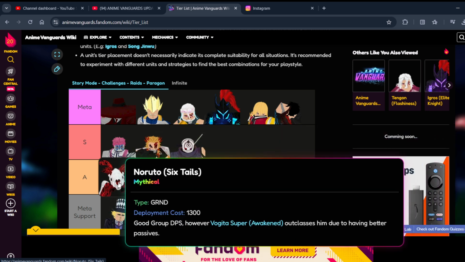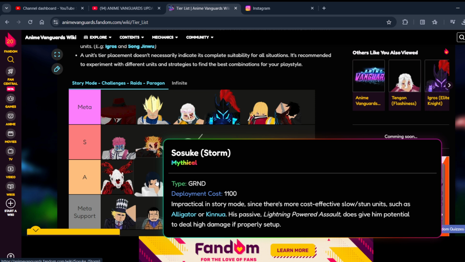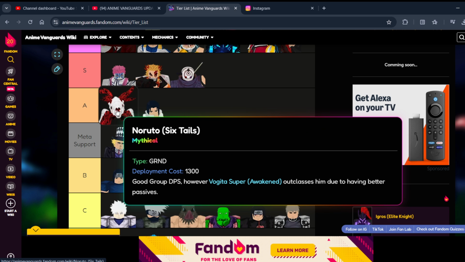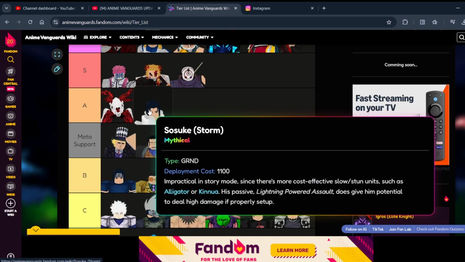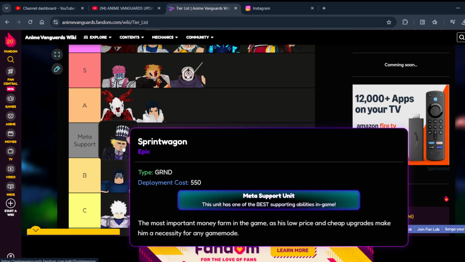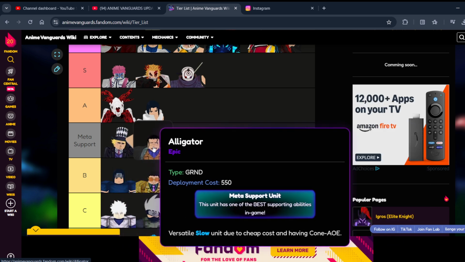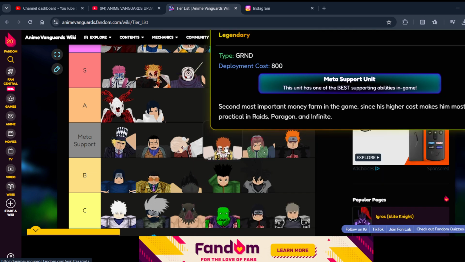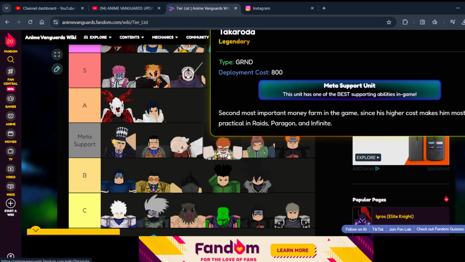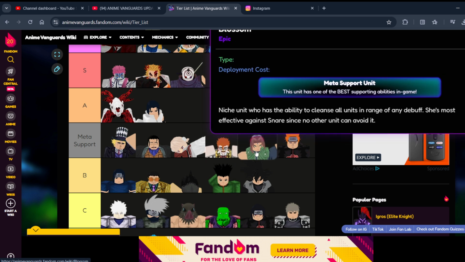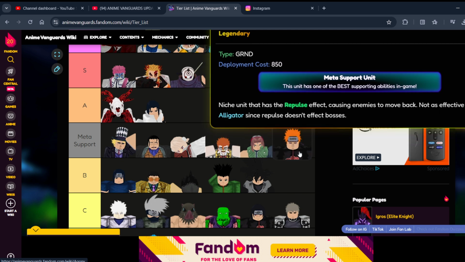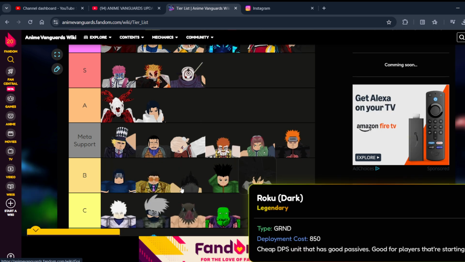From the A category, there is Naruto Six Tails and Sasuke Storm. In the meta support, there is Speedwagon, Alligator, Haruka Rin, and Takaroda, and Bluesome from Epic, and Agony from Legendary.